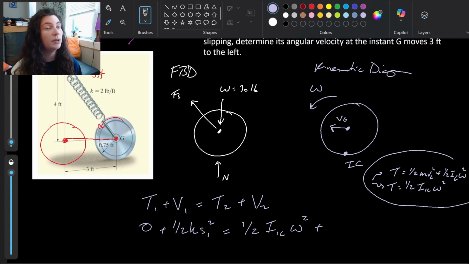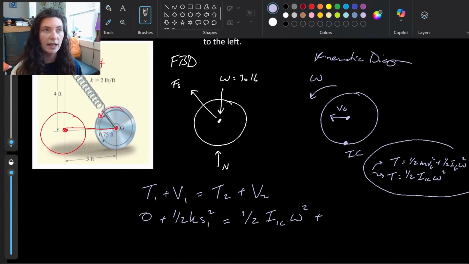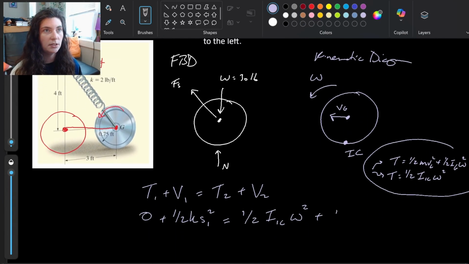And then finally, I'm going to have that potential energy, and my potential energy, again, only comes from the spring, 1/2 k s2 squared. Whatever that second displacement for the spring is. Let's start plugging numbers in here and see how far we can get.